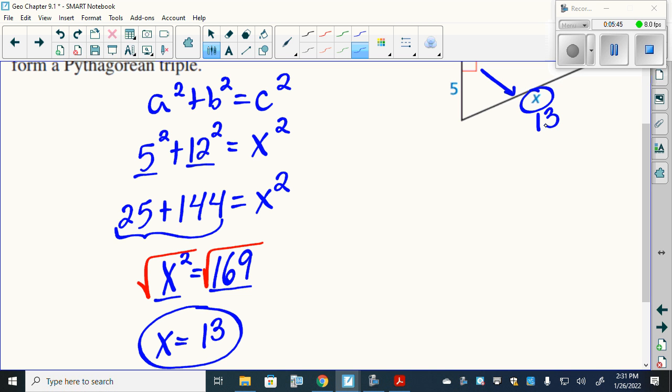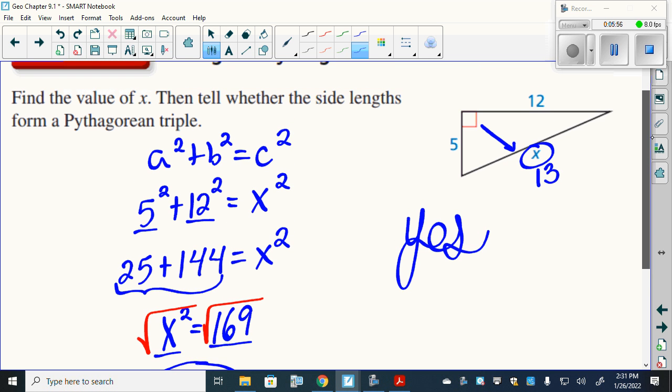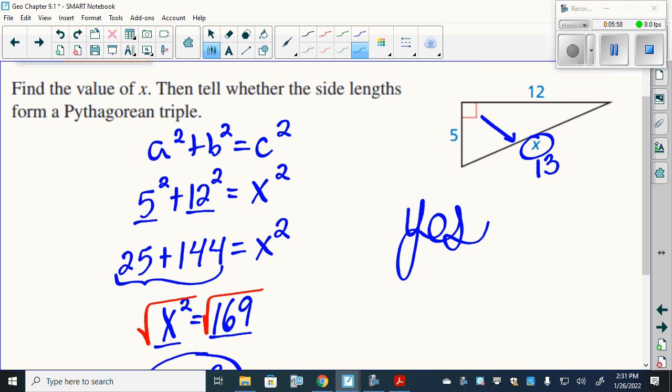Now, would these be a Pythagorean triple? Yes, because 5, 12, and 13 are all positive integers. We don't have any decimals or fractions. So these would be a Pythagorean triple. So yes. Any other questions on this?